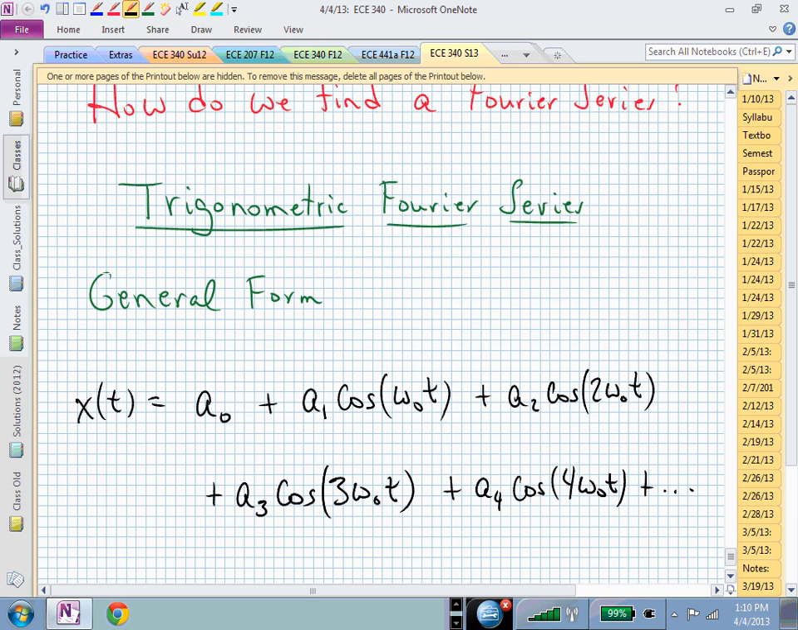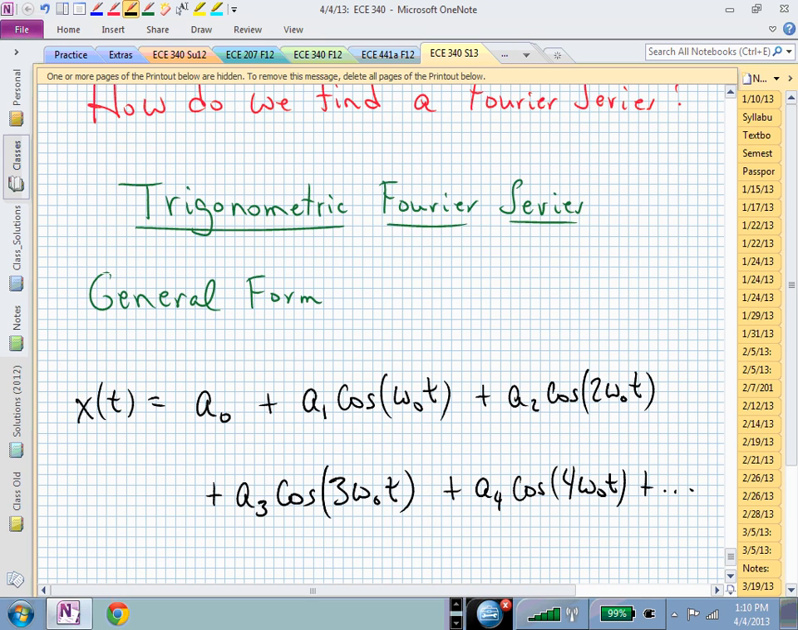Then you might do three of the non-zero ones. MATLAB's doing it for you. Hopefully you don't have to do too much heavy lifting. You can let MATLAB do the heavy lifting. It's nice to know the DC offset and a few of these A's.